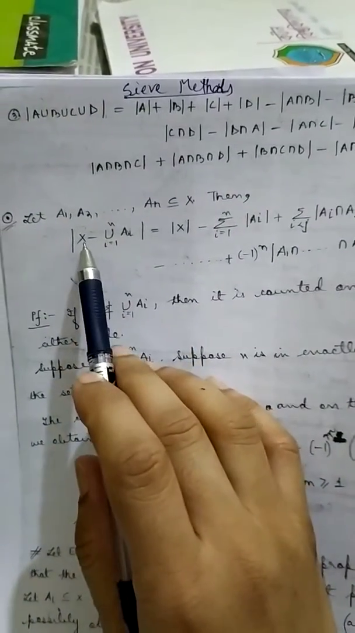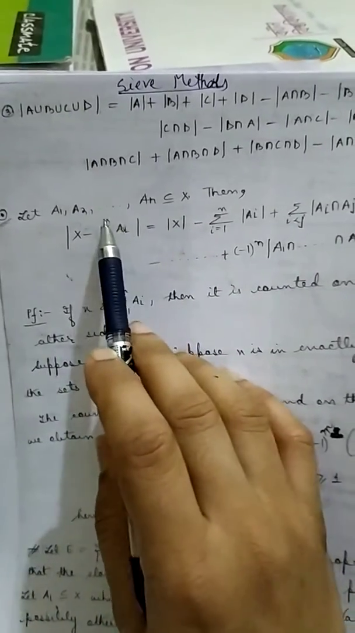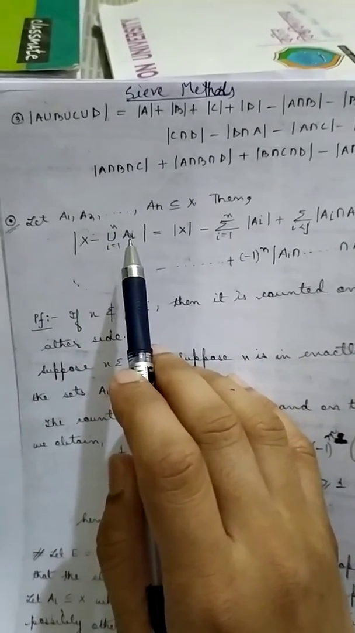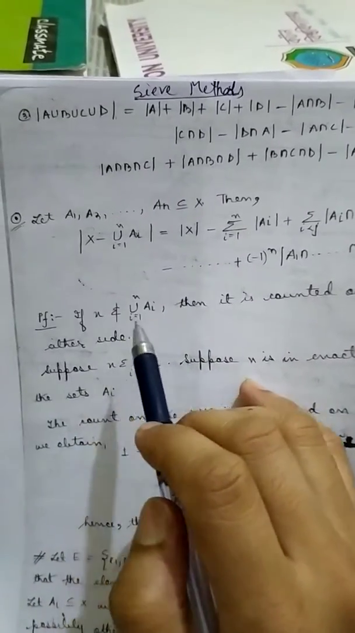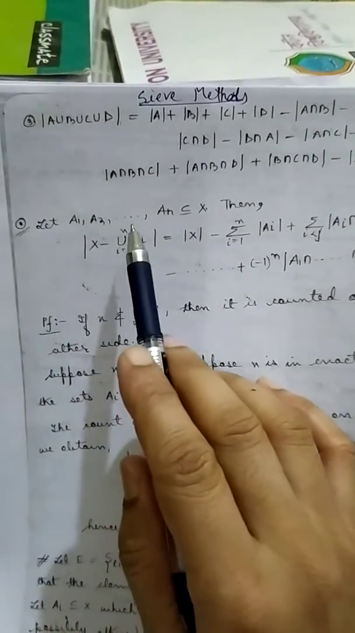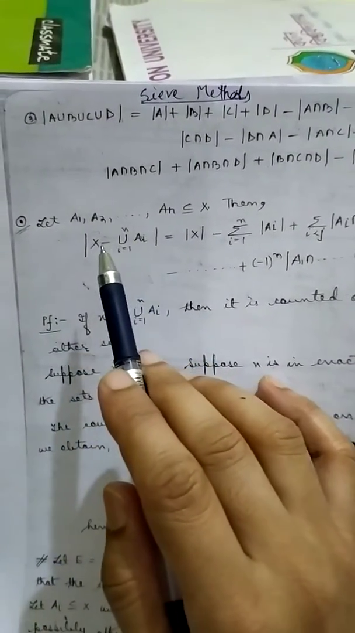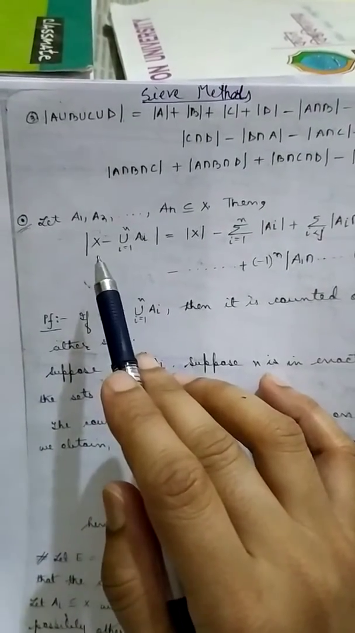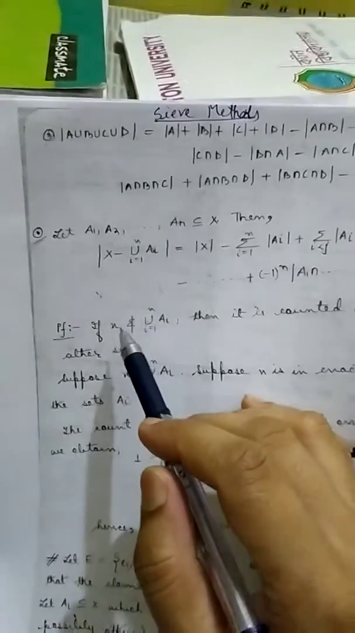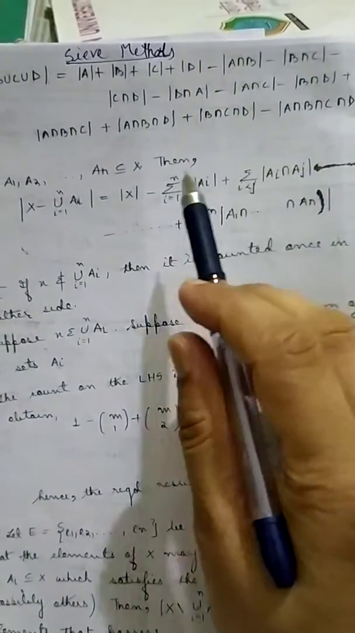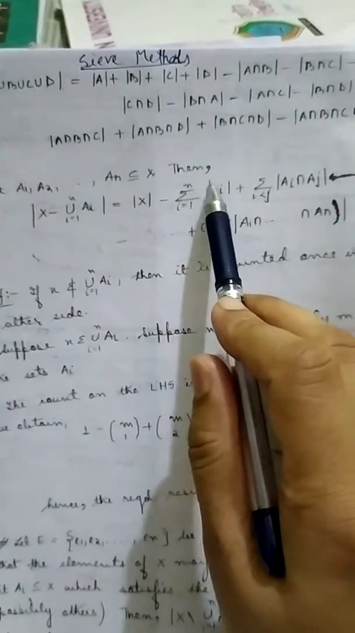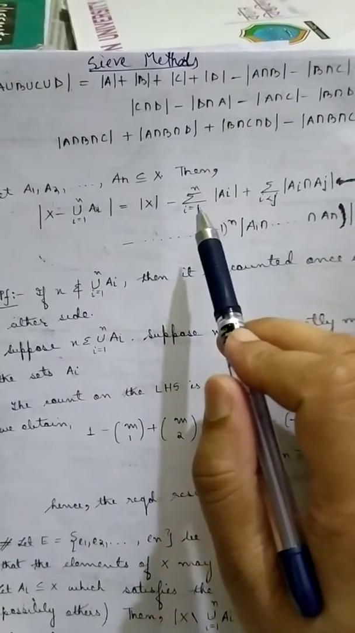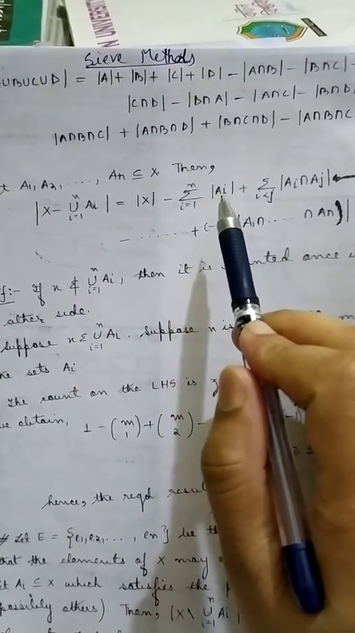This union means we have to delete from here those elements which are in at least one of the Ai. Since X does not belong to any Ai, X belongs to this set here, so we count X once. Whether X is counted once on the right hand side, we have to check. Yes, because X does not belong to this union, which means it is not a member of any one of these n sets.